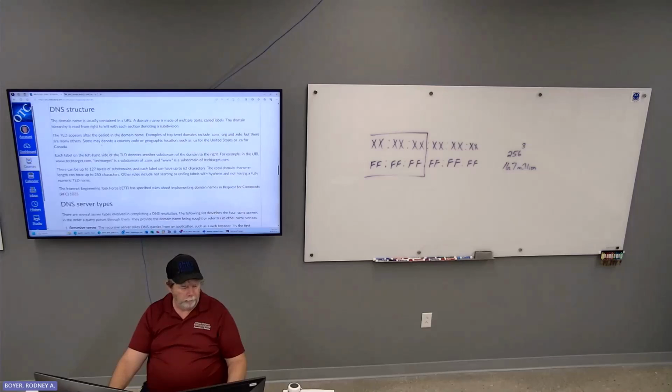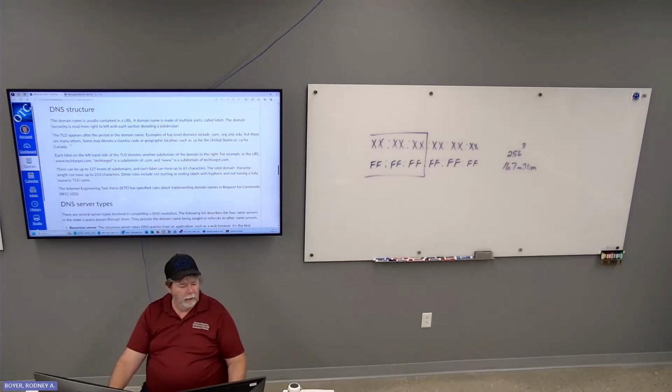DNS structure: the domain name is usually contained in the URL. Anybody know what URL is? What does it stand for? Uniform Resource Locator. Man, what a smart one. We looked it up. Yeah, you use that one, huh? Use my resources. I know what the URL means.